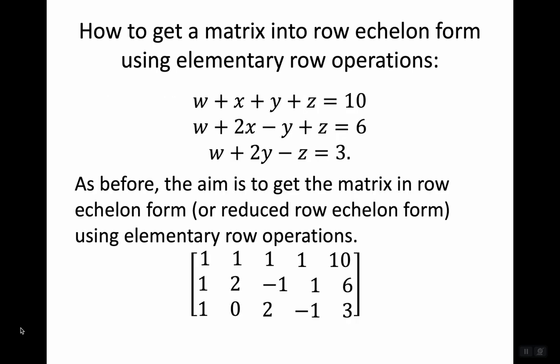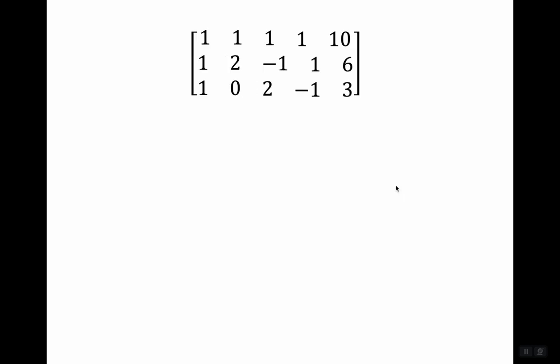As before, the aim is to get the matrix in row echelon form, or really what we want here, when there are more variables than equations, is to get it in reduced row echelon form, using elementary row operations. There's our augmented matrix. Again, we want to use this one up here to kill off all the ones below it. So we'll add the opposite of row 1 to row 2.